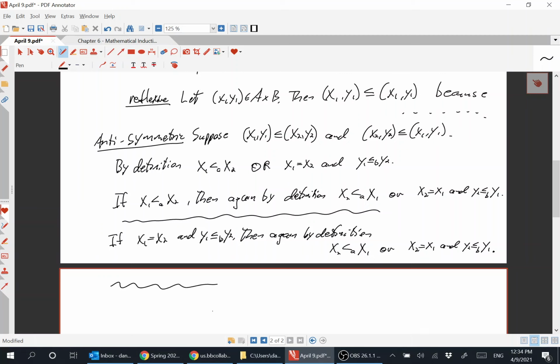Because this is what? What is that? A partial order on B. We assumed it's a partial order, so it satisfies the properties of being a partial order. Antisymmetry being one of them. Period.